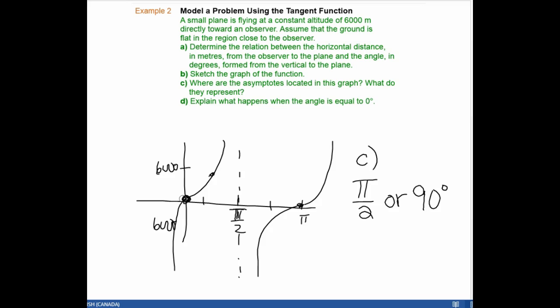Okay, and then D says explain what happens when the angle is equal to 0. The plane should be straight above the person at an angle of 0. That's why it's at 0. Okay.